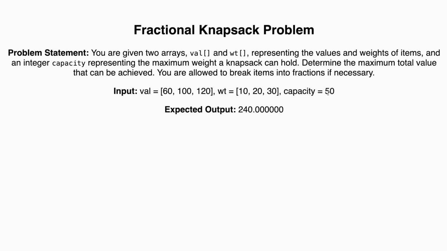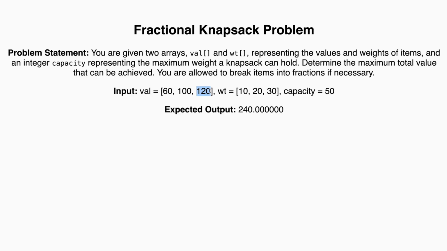If I subtract 30 from the total capacity, which is 50, I will be left with 20. So now I have a capacity of 20 left in the knapsack, but the weight of the third item is 30. So obviously I can't take it in full, and I will have to take a fraction of it, which will fit into the weight 20, and that will be essentially 20 divided by 30 into 120. Because 20 is the remaining capacity, divided by the weight of this particular item, that will be the fraction which I will be multiplying with the total value.